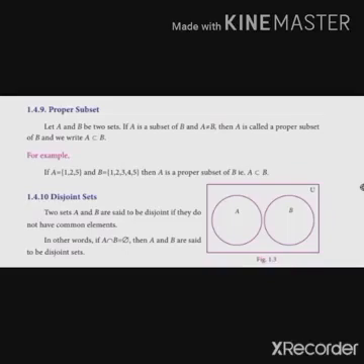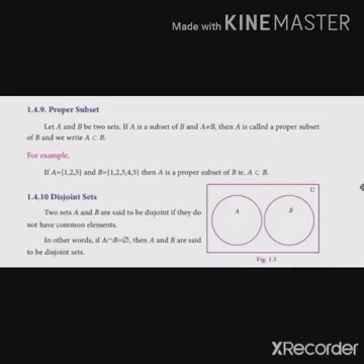For example, A is equal to {1, 2, 5} and B is equal to {1, 2, 3, 4, 5}. The set A has 3 elements and the set B has 5 elements. Here B is the greater set. So A is a proper subset of B, that is, we have to write A is a proper subset of B. Here B is the greater set, A is the smaller set.